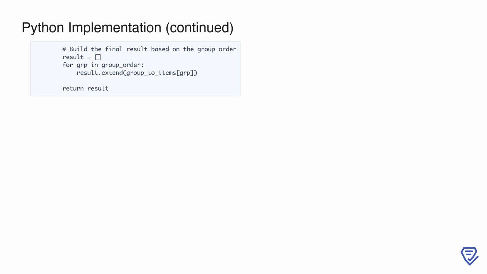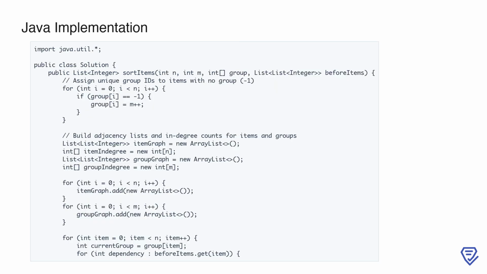To start solving this problem, we first handle the case where some items do not belong to any group by assigning unique group IDs to these items. This ensures that every item is assigned to a group, either explicitly or by creating a new group for them. Next, we need to build the adjacency lists and in-degree counts for both items and groups.